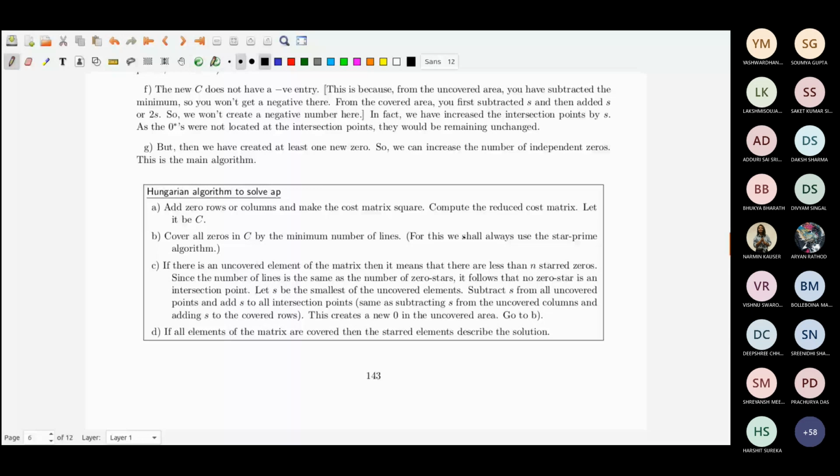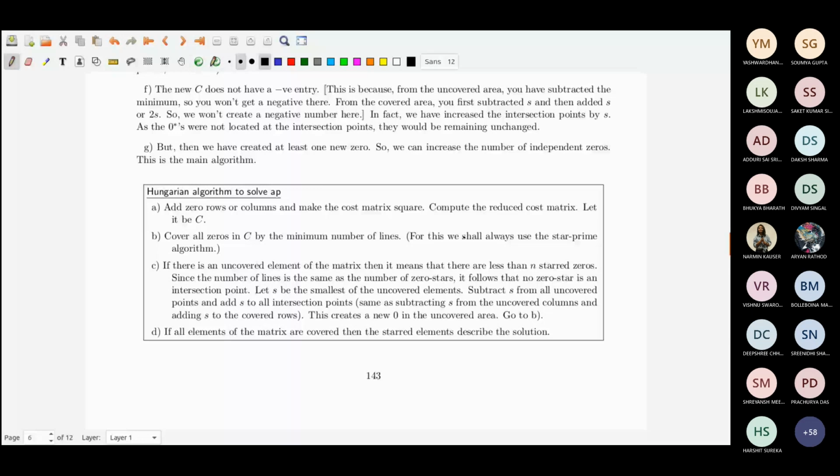If you see in different texts, it actually does not say that you must use this star prime algorithm, but you have to use some algorithm. If I give you some 5 by 5 or 10 by 10 matrix by hand, you probably can do it with some intuition. But with a 50 by 50 matrix, you have to feed it to the computer and you have to use the algorithm. So the star prime algorithm is there.